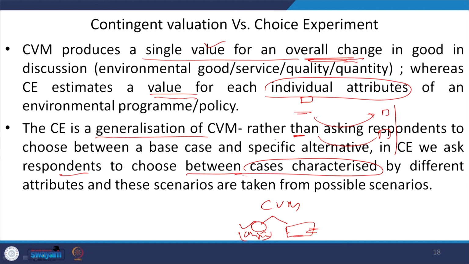So, in CVM, the respondents are asked to choose between a base case, that is the original case, and a specific alternative, deciding which one is better, and if the alternative is better, what is the welfare change. But in the case of choice experiment, we are asking the respondents to choose between cases based on different characteristics or attributes, and then we are creating a set of scenarios taken from all possible scenarios.